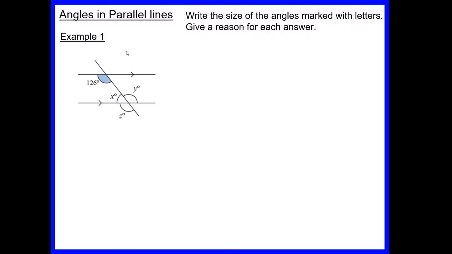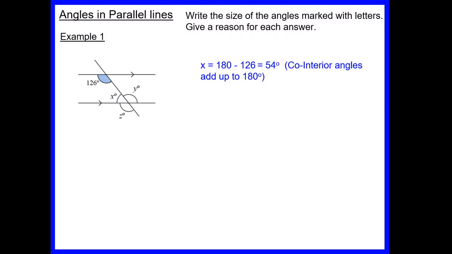We usually start in alphabetical order, so we'll start with x. Here I can see I've got this sort of backwards C shape. I've got two angles on the same side of my transversal line and they're both inside the parallel lines, so I'm going to need to use co-interior angles. We've got an obtuse angle and an acute angle, and they will add to 180 degrees. So 180 minus the 126 is 54 degrees, and our reason is co-interior angles add up to 180 degrees.